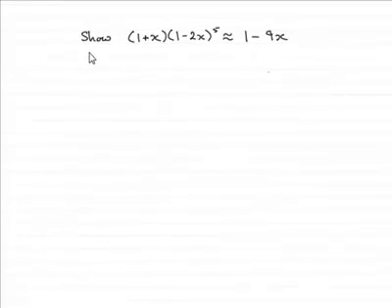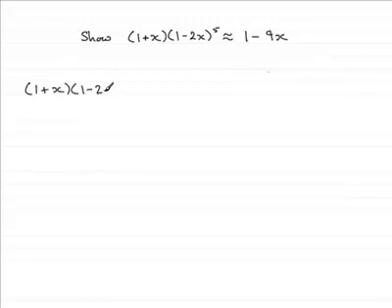Now in the last part of this question, we've got to show that (1 + x)(1 - 2x)^5 is roughly 1 - 9x if we ignore terms in x squared or higher, because x is very small. So to do this, what we need to do is simply write out what the question is. So we'll just put in that we've got (1 + x) multiplied by (1 - 2x) all to the power 5.